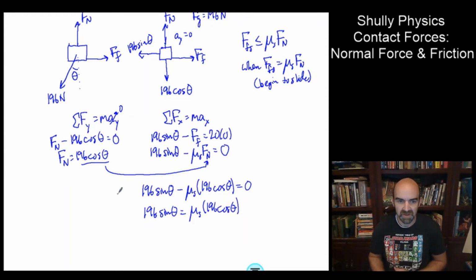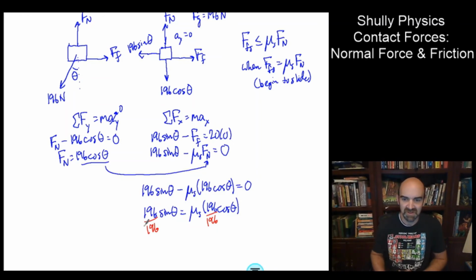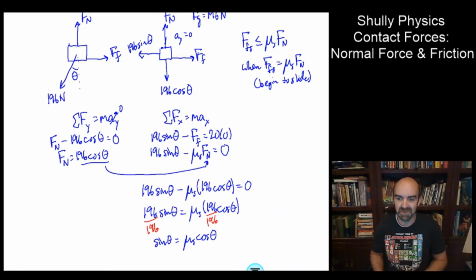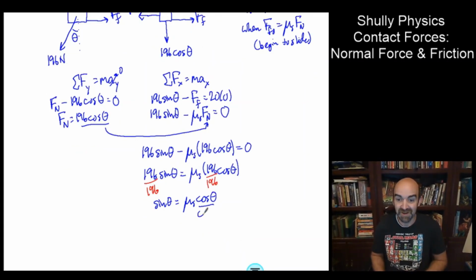And look what happens here. We can divide both sides by 196, and the weight completely cancels out. Isn't that wonderful? No more weight, and we've got sine theta equals mu s times cosine theta. And if you know your trig identities, what can you do here? We can divide both sides by cos theta. And what is that? Mu s is equal to sine theta over cos theta.